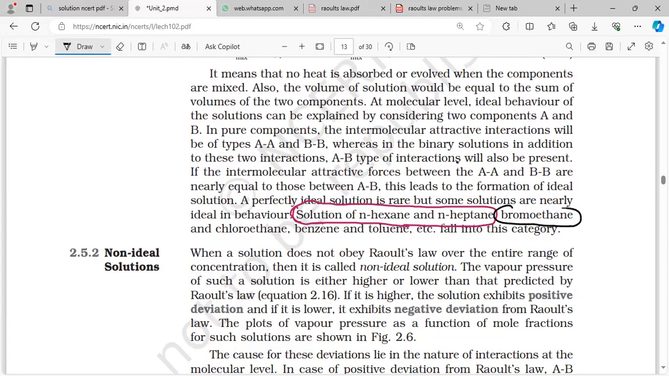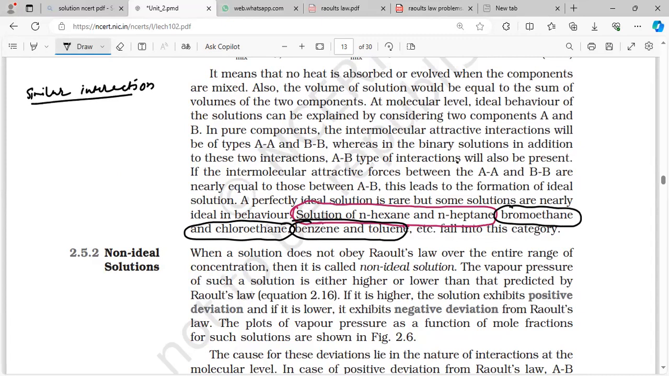Like bromoethane, they are following Raoult's law at all the concentrations. Their AA, BB, and AB interactions are almost equal, and their del H mix is zero and del V mix is zero, because similar interactions are there. Similar interaction means AA equals BB equals AB interaction, so the vapor pressure will come automatically the same.